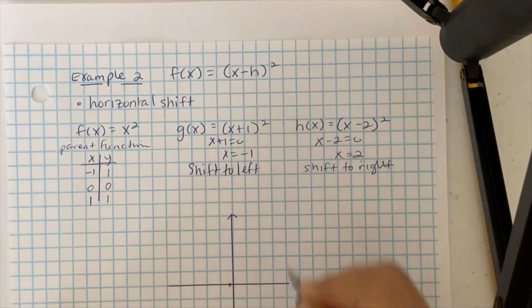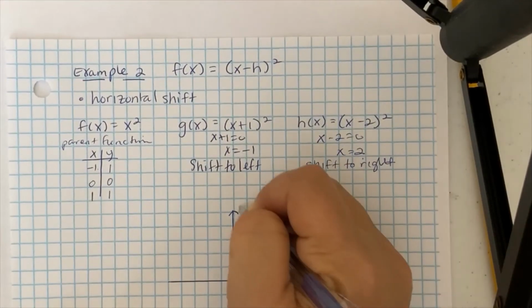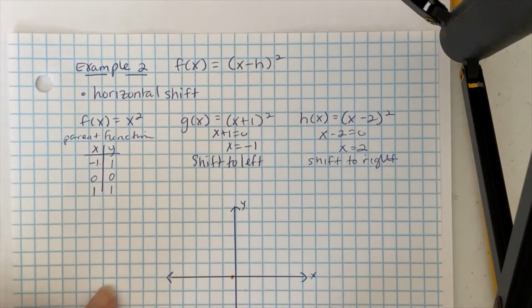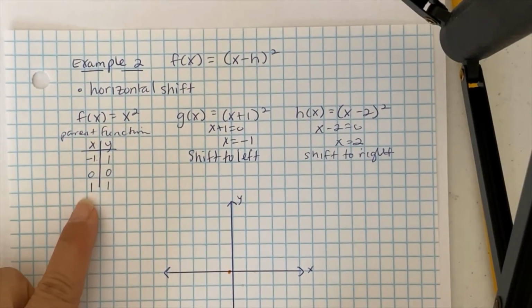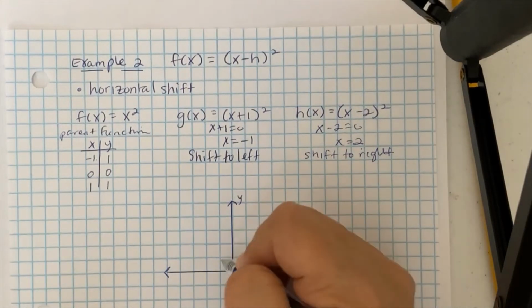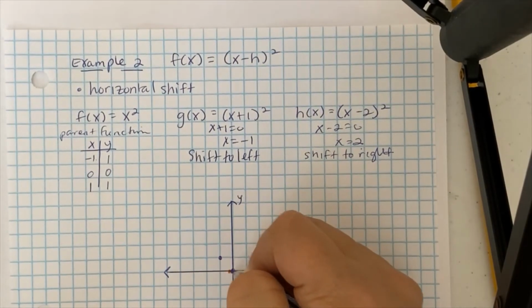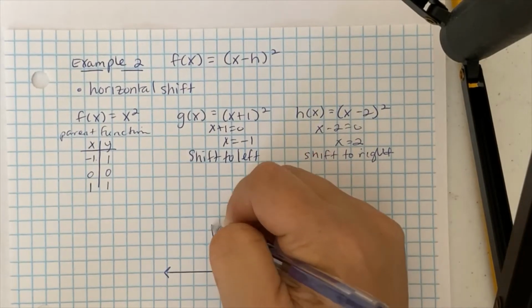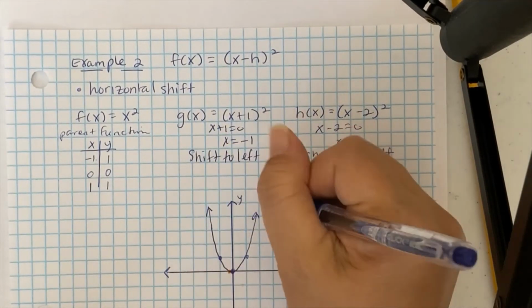Label your axes, x and y. Our first graph started again at negative 1, 1, 0, 0, and 1, 1. So we're going to plot our points: negative 1, 1, 0, 0, 1, 1. And curve your line, put arrows on the end, and label your graph. That is f of x.